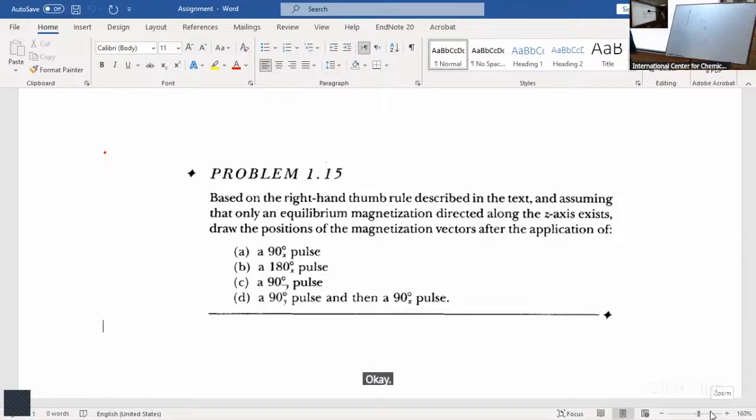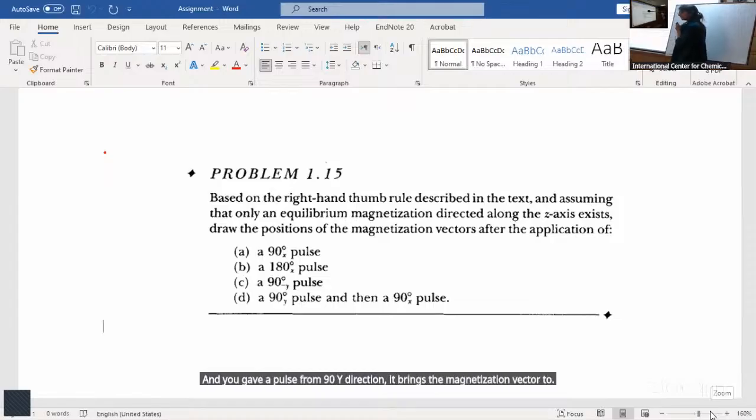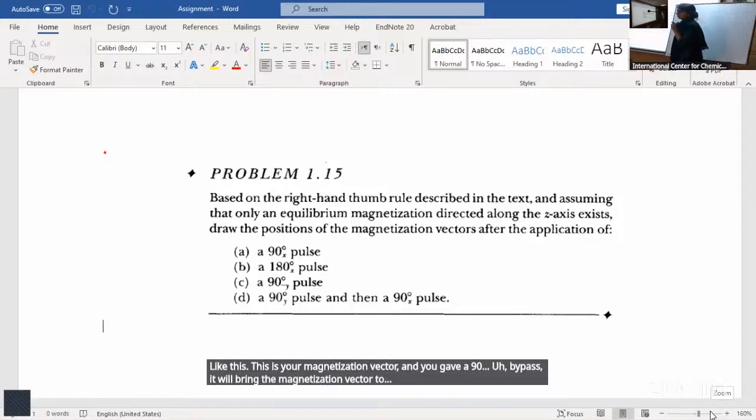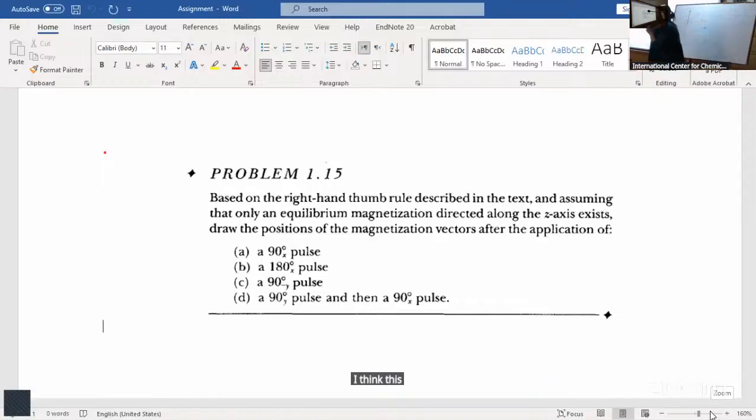Okay, I was explaining to you. Your magnetization vector was at plus Z, and you gave a pulse from the 90y direction. It brings the magnetization vector to plus X. Okay, and now it is already at plus X, and you are giving a pulse from here like this. This is your magnetization vector, and you gave a 90y pulse. It will bring the magnetization vector to minus Z. I think this is right. It will not go to plus Z. To bring it to plus Z, you need to give a 90 minus Y pulse.